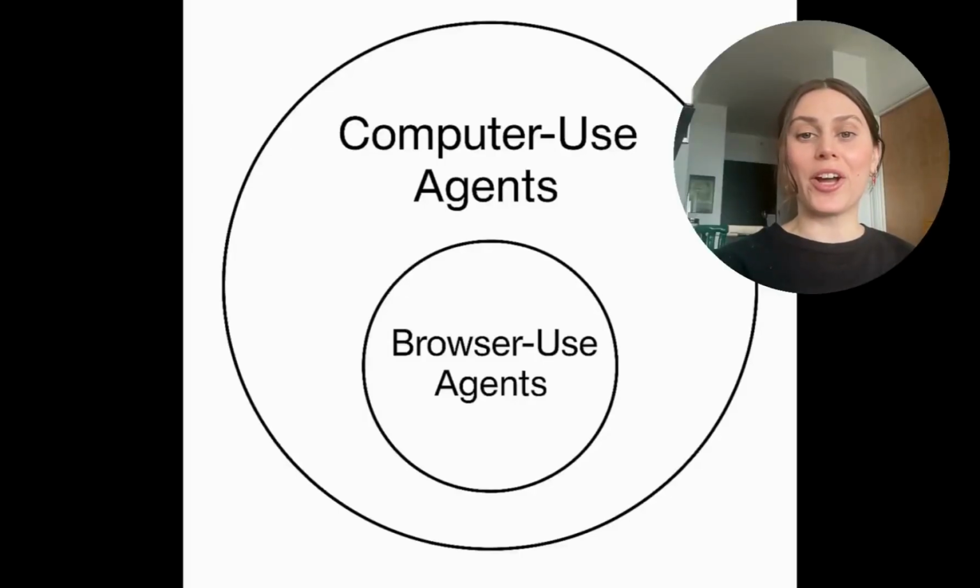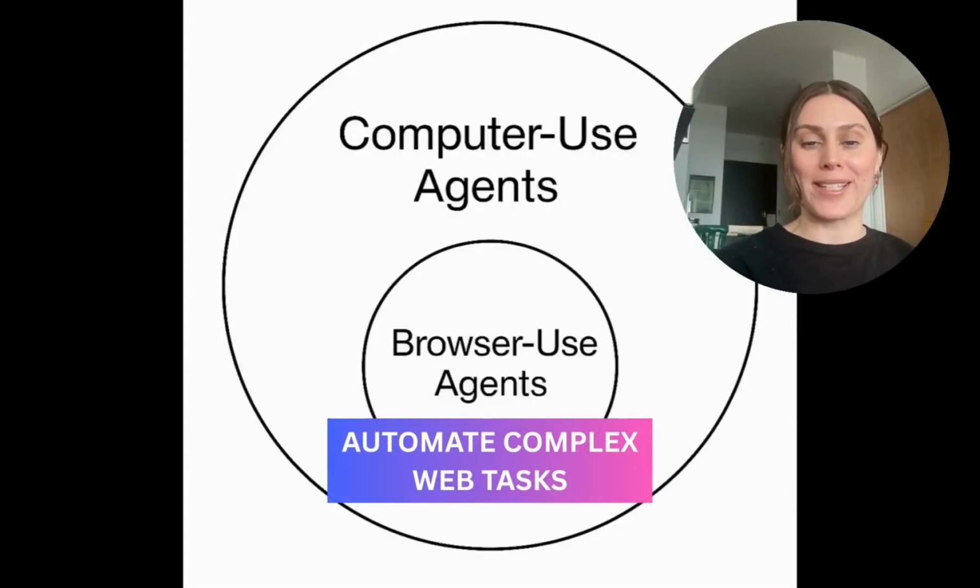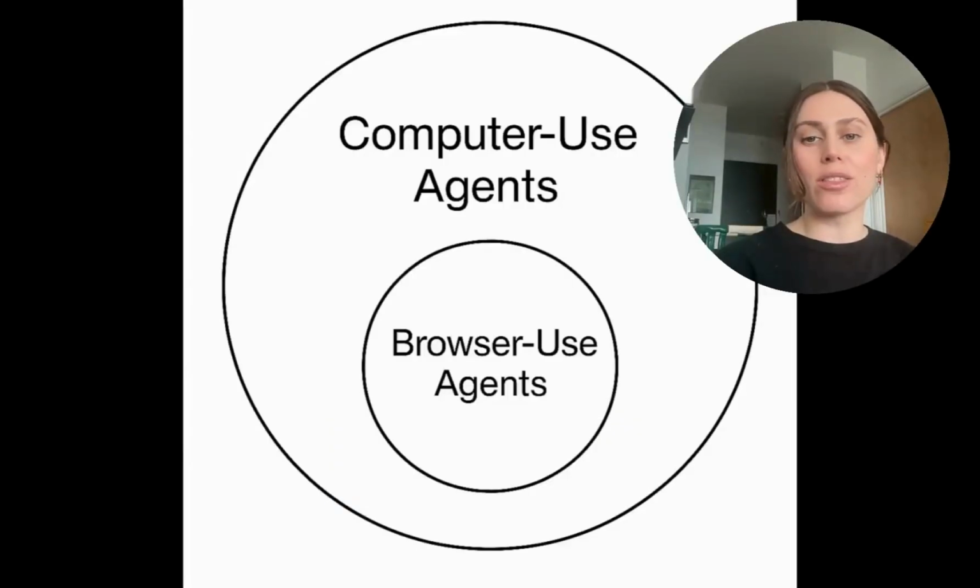You've probably been hearing a lot lately about web agents, sometimes called browser use agents. These are agents that can automate complex tasks like booking travel, filling out online forms, or completing an advanced search. You can think of browser use agents as a subset of computer use. And it's really exciting stuff, but we're still early.